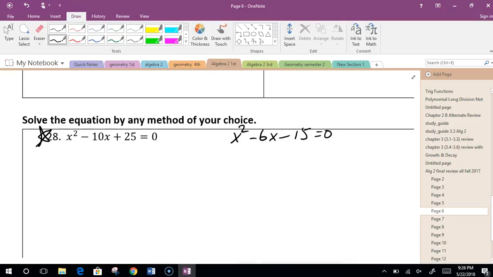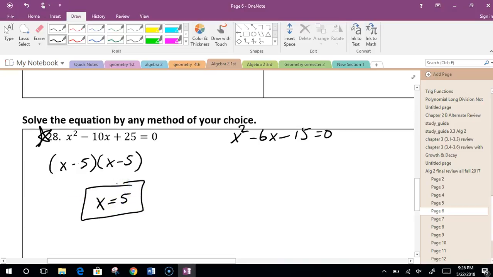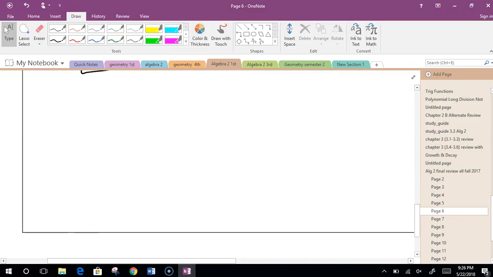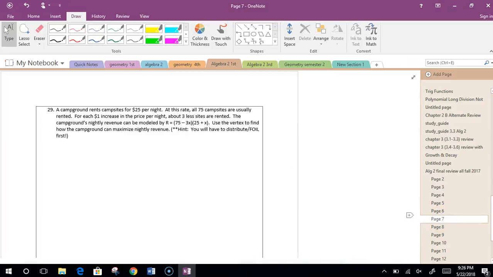You can factor this. This actually would factor into x minus 5 times x minus 5, which would give us both answers of 5 as a double root. Again, your call. If you want to do quadratic formula, you'll get the same answer either way. Let's go to the next section here.